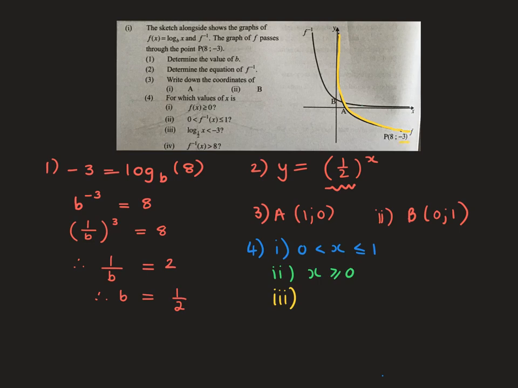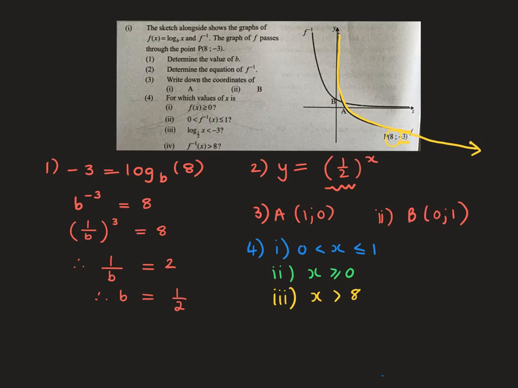Okay, so there's the minus 3 that they're saying. For which values of x will the log graph be below that value, minus 3? So obviously after this point, the log graph will be below minus 3. So what's the corresponding x value? When x is greater than 8.